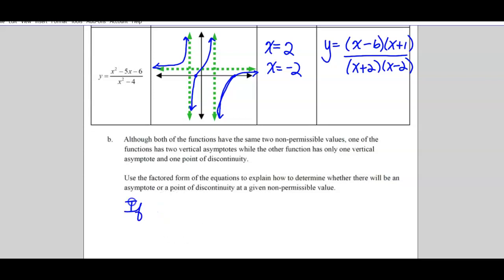A non-permissible value, oh. How do you say that properly?